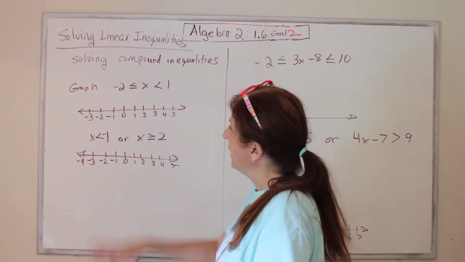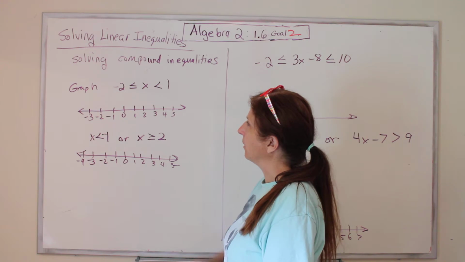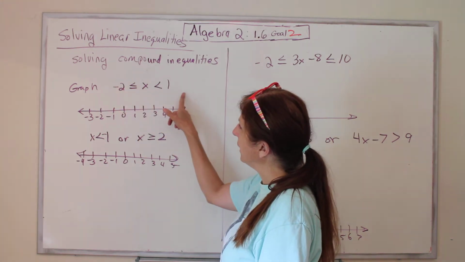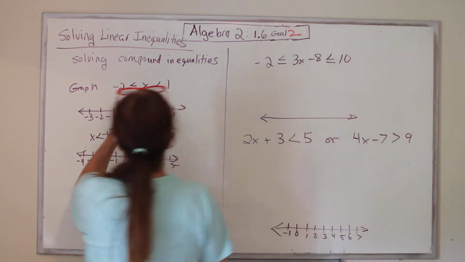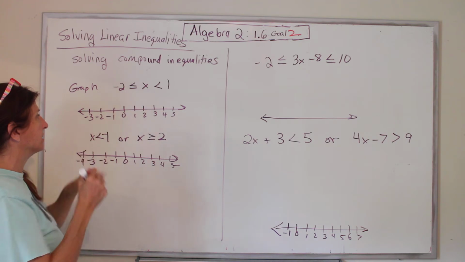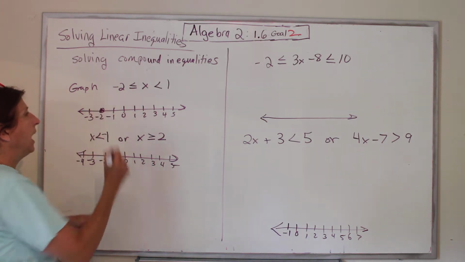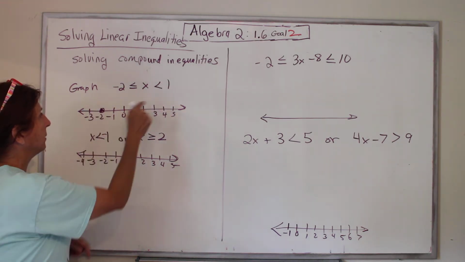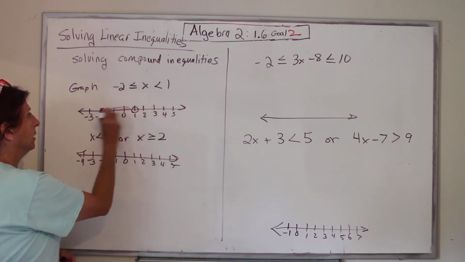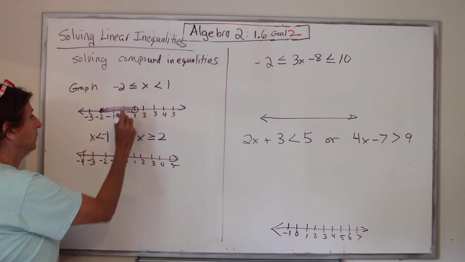Okay, so here we have this. First we're going to graph. This is a compound inequality. It means x is between negative 2 and 1. So I go to negative 2 and I put a dot because it's or equal to. I go to 1 and I put a donut because it's not, and x is between them. So I color in between them.